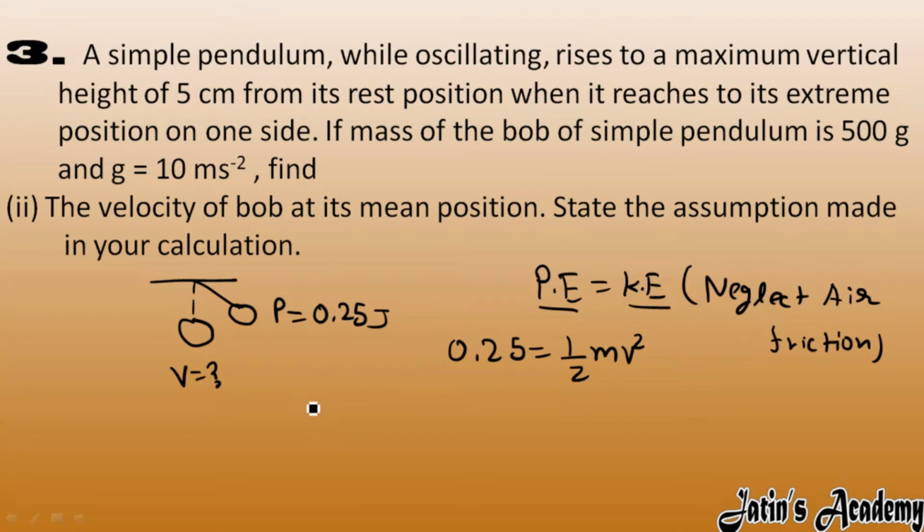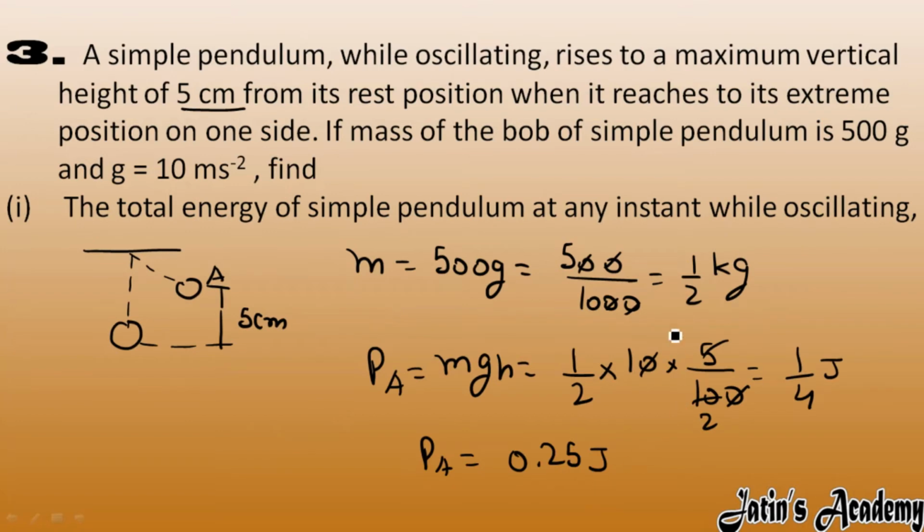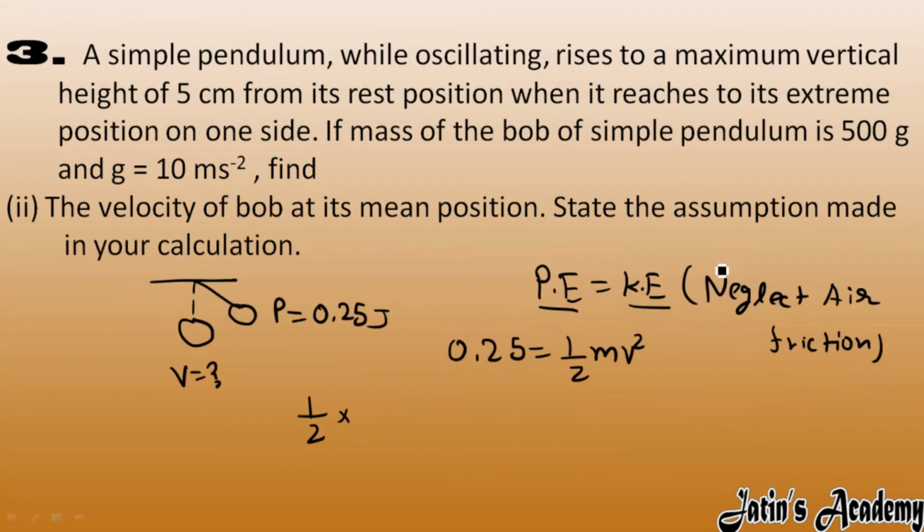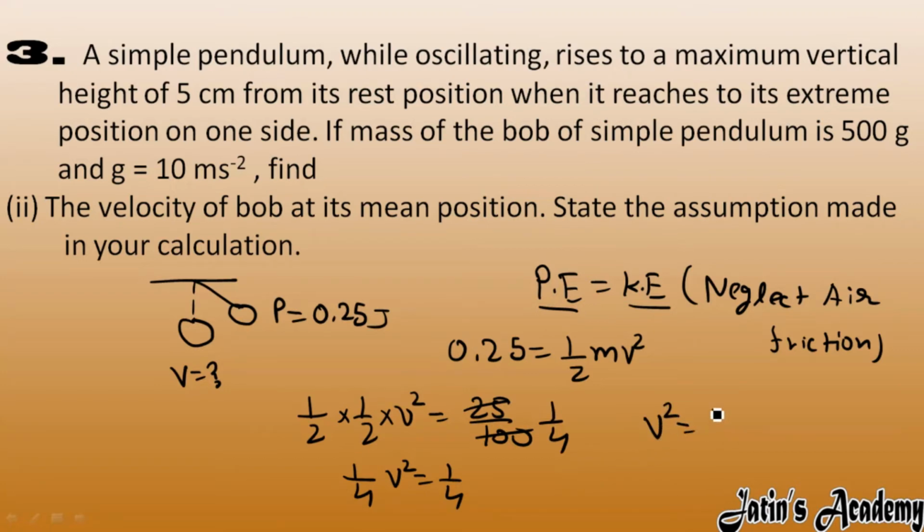So half, mass value we have already calculated, that is 1 by 2 kilogram. So put the value 1 by 2 v square as it is. Here 0.25 you can write as 25 by 100 also. Cancel it out, you will get 1 by 4. So on the left side, 1 by 4 v square is equal to 1 by 4, the 4 going on the right side. So v square we got as 4 by 4, so 1. So we have under root 1, which is 1 meter per second.